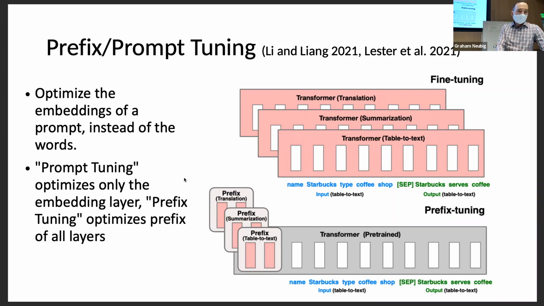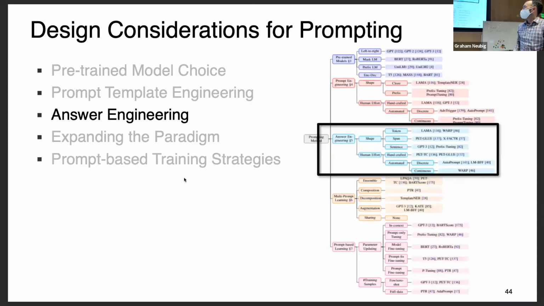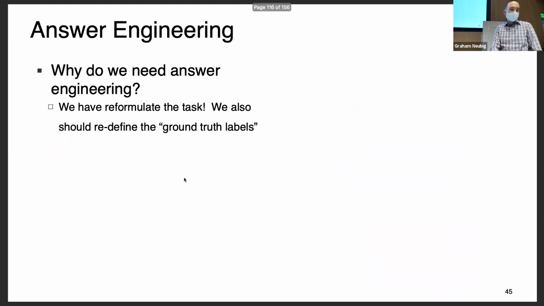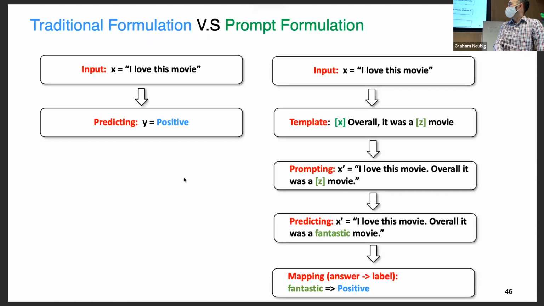Okay. So then the next thing I'd like to talk about is answer engineering. Answer engineering is not engineering the input, but rather engineering the set of possible outputs. We've reformulated the task of solving any NLP task into something that we can solve through prompting, but we can also redefine the ground truth labels. So here we had "fantastic," and then some mapping function into the actual label that we want to predict, which is positive.